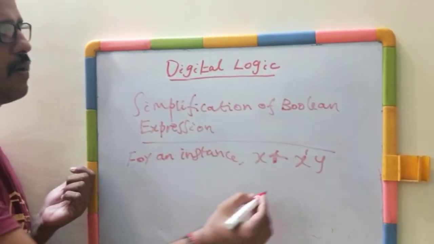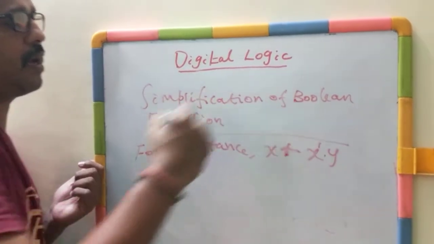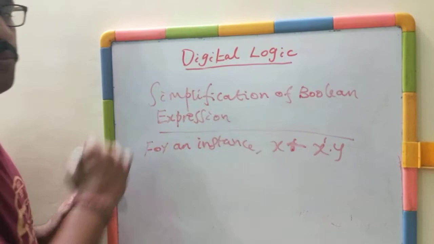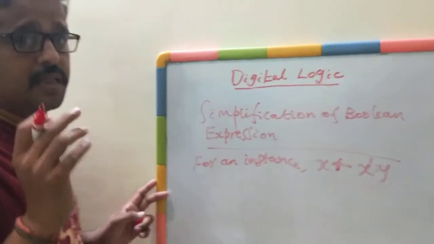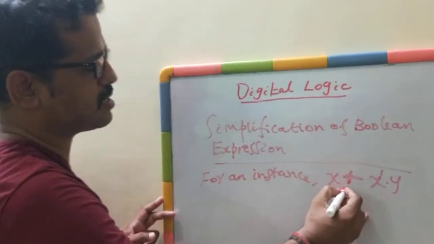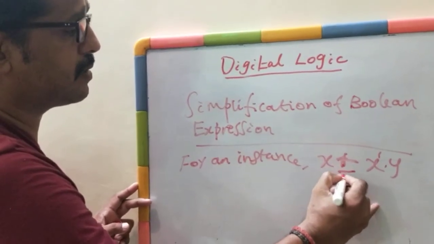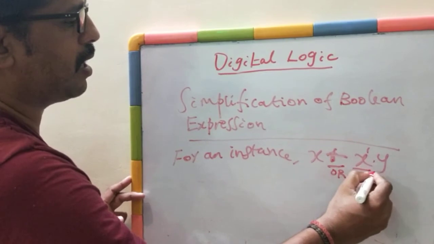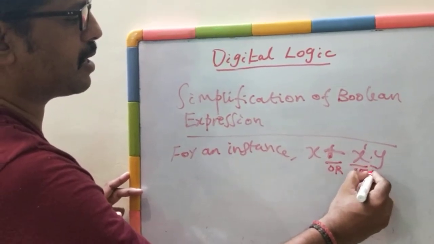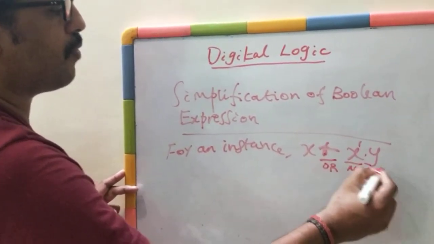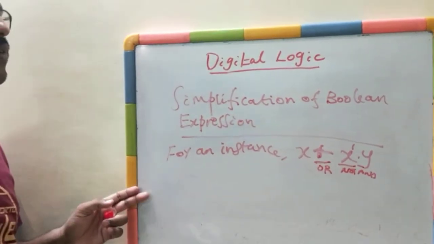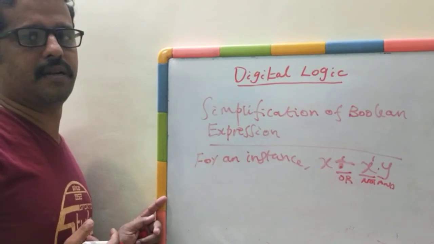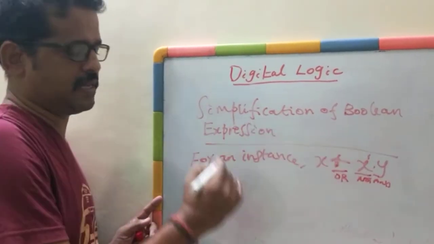Look at the expression. How many logic gates are required for constructing this Boolean expression? We need 3 gates. Plus is nothing but an OR gate, x dash is NOT, and dot is nothing but AND. So for constructing this expression without simplification, we need 3 logic gates. Now we will try to simplify this expression.